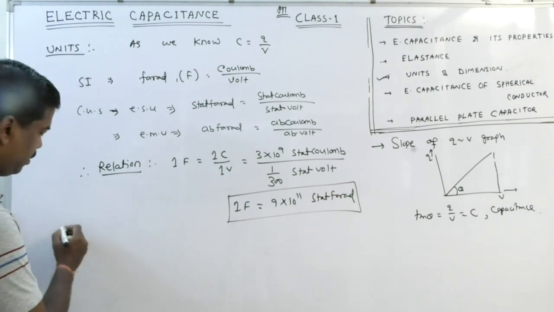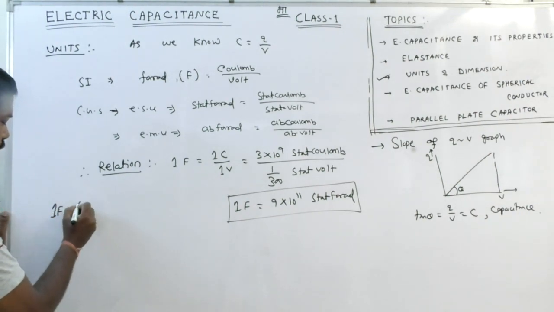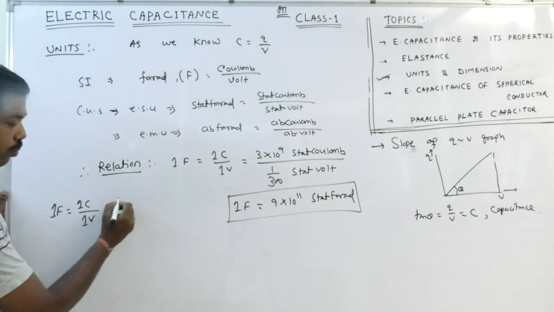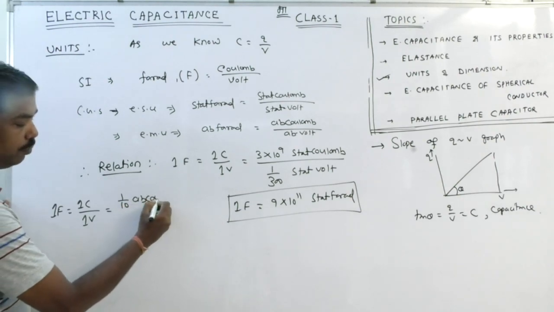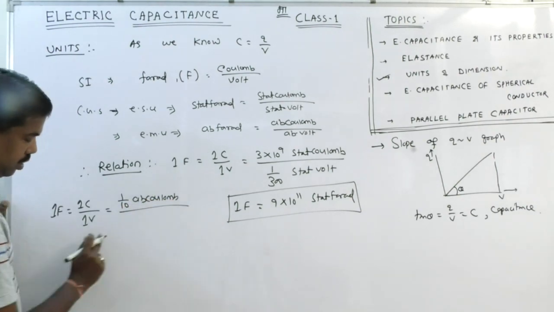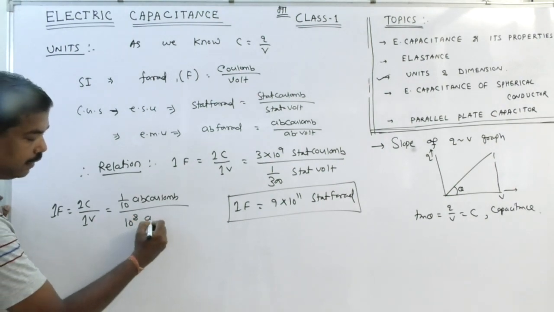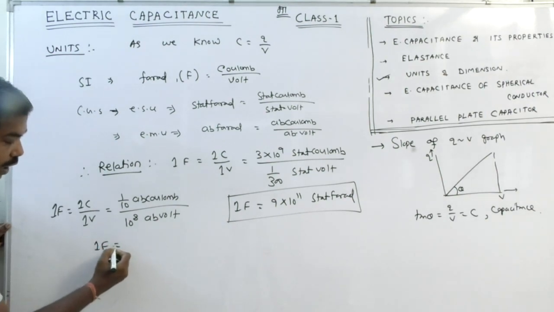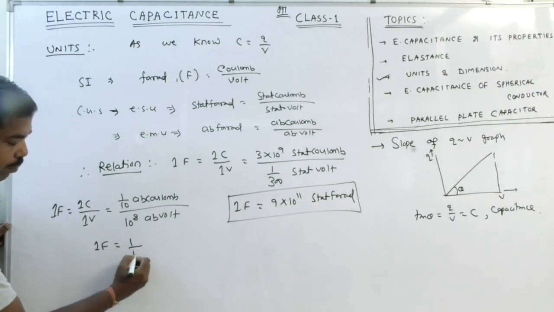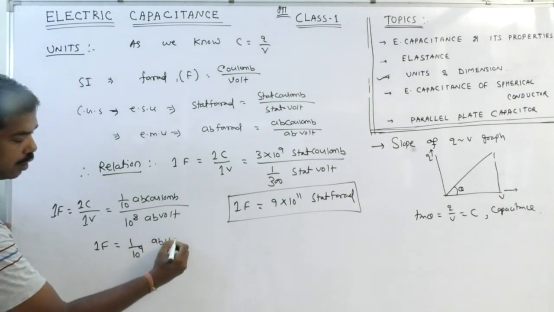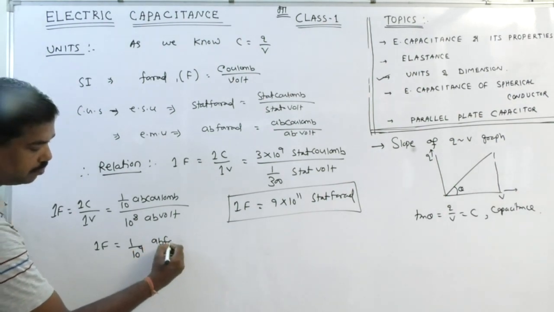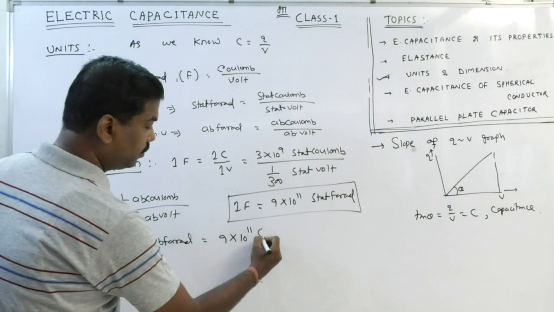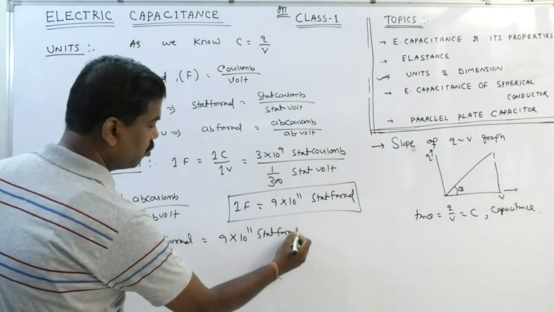Again, 1 farad is equal to 1 coulomb per 1 volt. 1 coulomb means 1 by 10 abcoulomb. 1 volt means 10 to the power 8 abvolt. It means 1 farad is equal to 1 by 10 to the power 9 abfarad, and is equal to 9 into 10 to the power 11 statfarad.